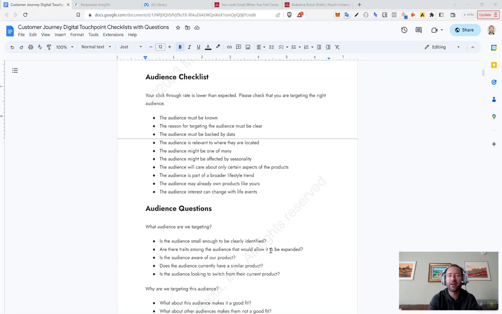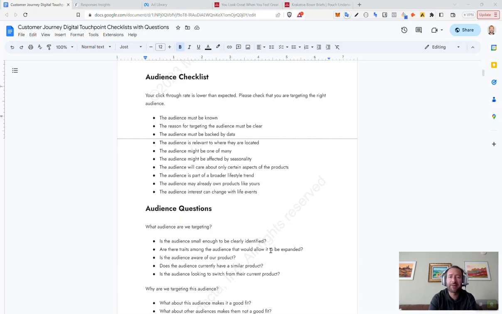The reason for targeting the audience must be clear. Why are we targeting this audience? If our audience is cyclists and we sell a water bottle, then why is our water bottle the right water bottle for a cyclist? Does it fit easily into something? Is it lightweight? What do we have about our product that's going to be a good fit for them?